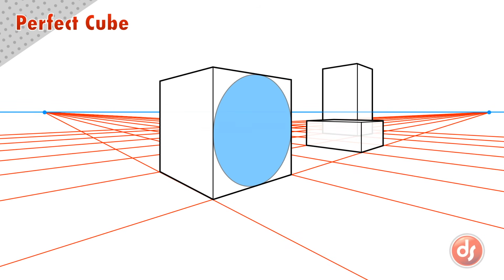With just a few simple lines, you can confidently construct a perfect cube in space. This allows you to have total control over the scale of your scene and build perfect ellipses in space.